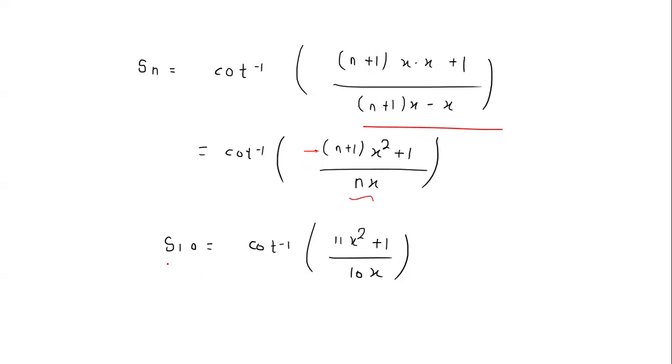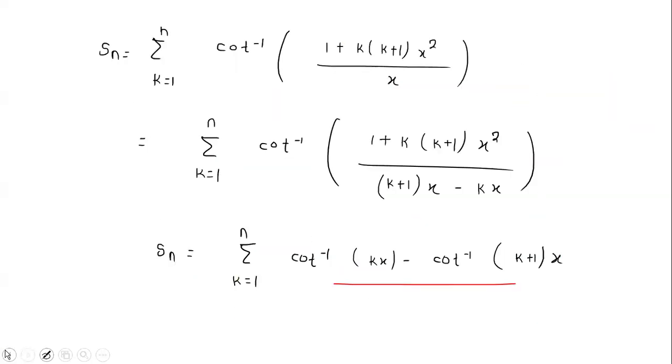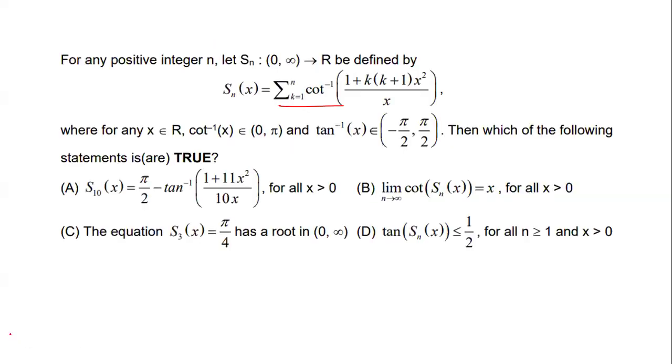So in the problem we have to find the value of S10, so we have to put n as 10. If you put n as 10, this will come like cot inverse of (11x square plus 1) divided by 10x. And we know cot inverse of something is the same as pi by 2 minus tan inverse of that thing.